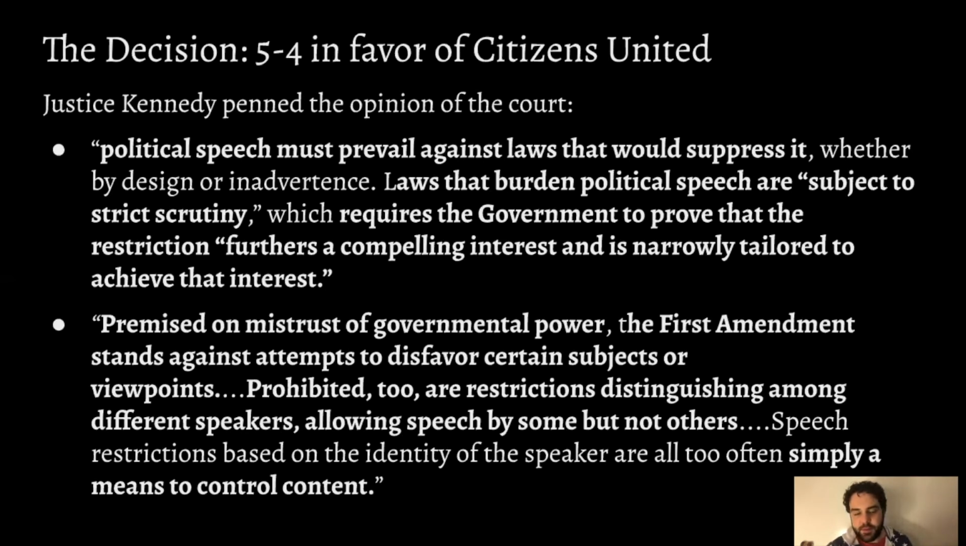And then now he comes back to getting at the purpose of the First Amendment. "Premised on mistrust of governmental power, the First Amendment stands against attempts to disfavor certain subjects or viewpoints. Prohibited, too, are restrictions distinguishing among different speakers, allowing speech by some but not others. Speech restrictions based on the identity of the speaker are all too often simply a means to control content."